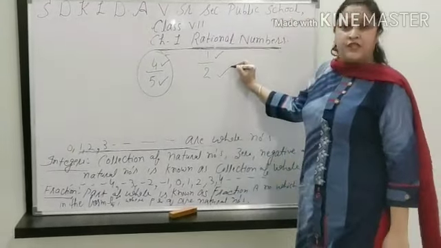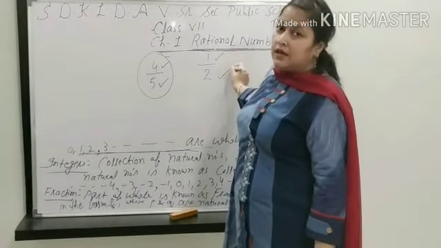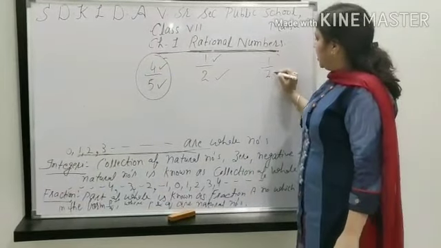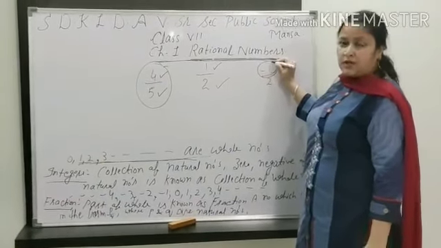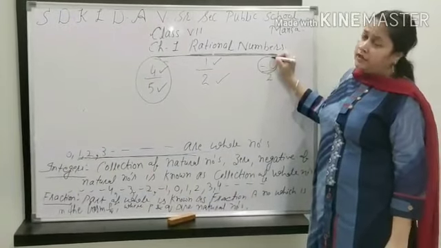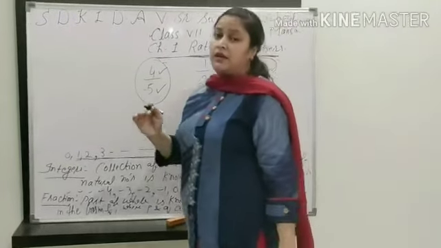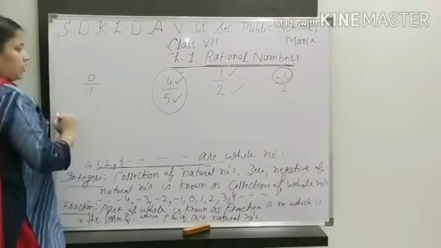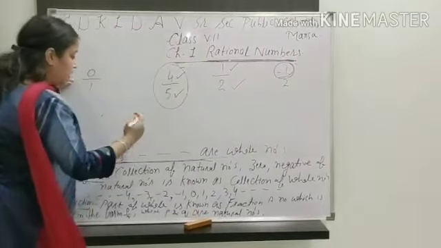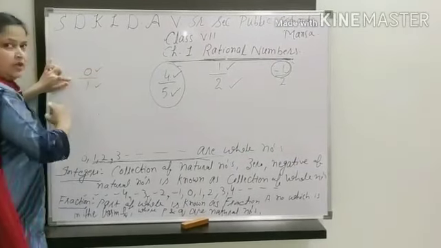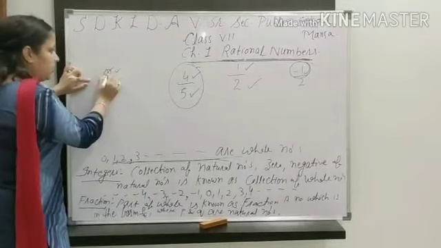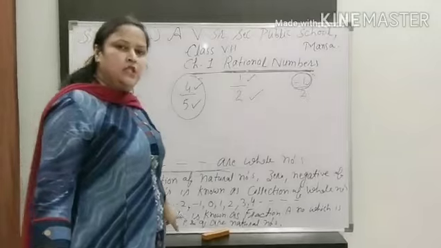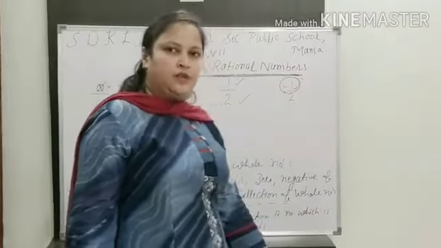Fraction doesn't involve 0 and negative numbers. Because in minus 1 upon 2, minus 1 is not a natural number, therefore fraction doesn't involve negative numbers. And fraction doesn't involve 0, because in 0 upon 1, our definition says where p and q both are natural numbers, but zero is not a natural number. Therefore, fraction doesn't involve zero as well as negative numbers.